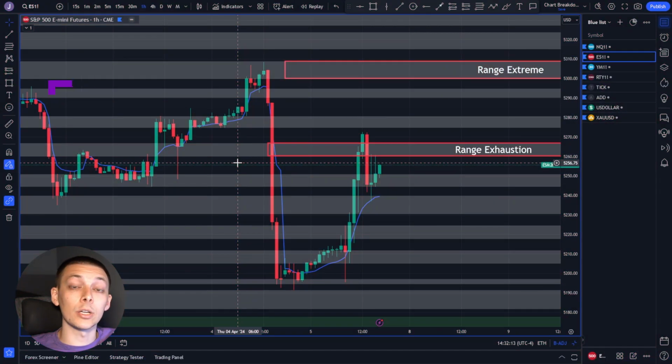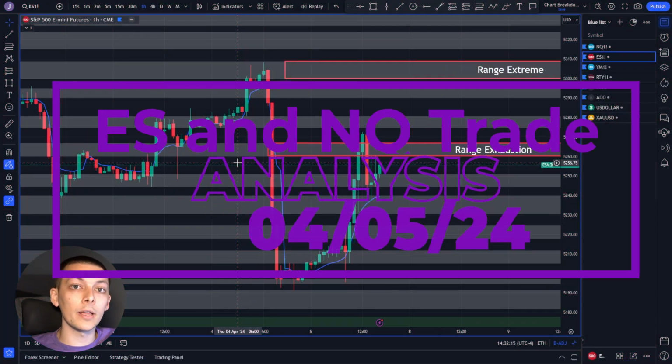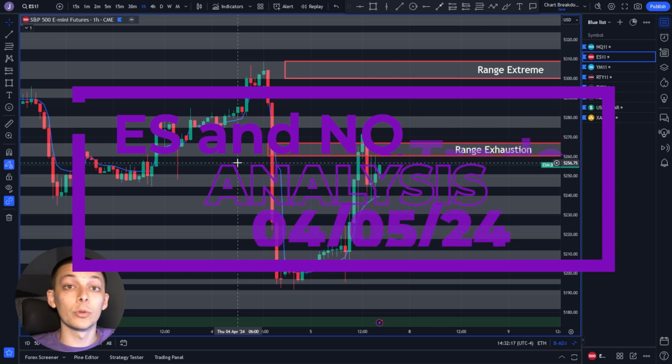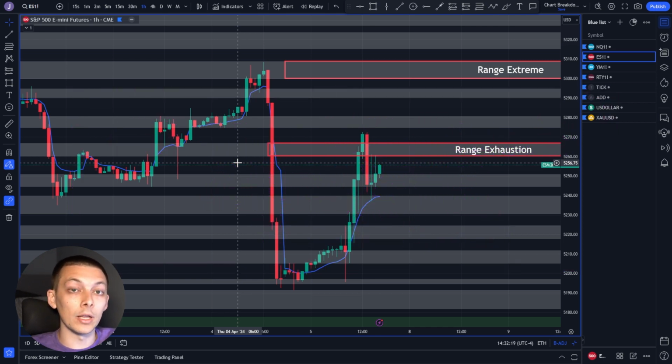So on the ES, I took a total of 4 trades on Friday, and I took 1 trade on the NQ, which is a lot more than I usually take, but given the amount of volume and movement that we had for this day, there were more opportunities. So let's jump into the ES chart first.